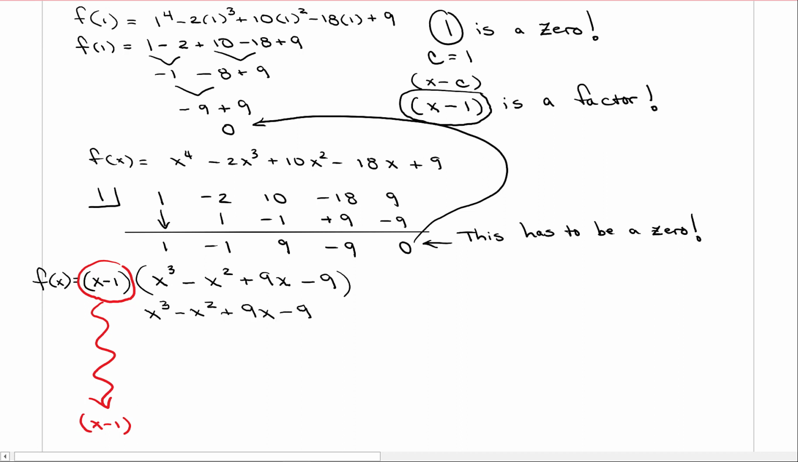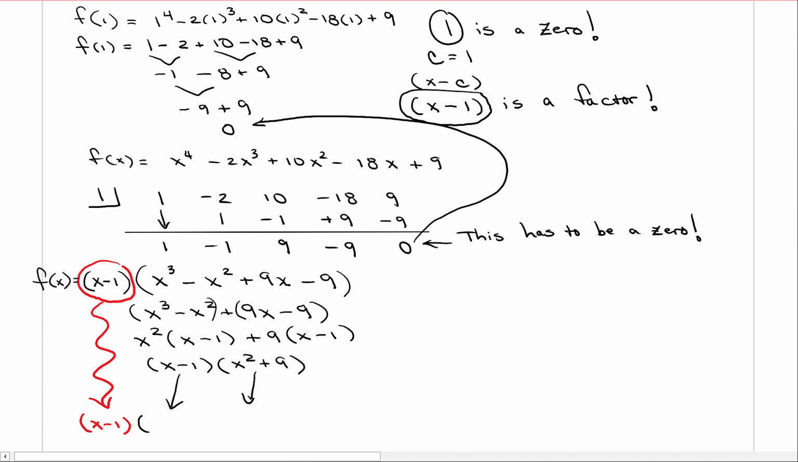I'm going to focus on this polynomial with 4 terms. Let's try factoring by grouping. It looks like I can factor out an x squared out of those two, and a 9 out of those two, and then an x minus 1. And I get x minus 1 times x squared plus 9. Now this is the sum of 2 squares, so we cannot factor it. If it had been a minus sign, then yes, but it's a plus, so that will not factor.